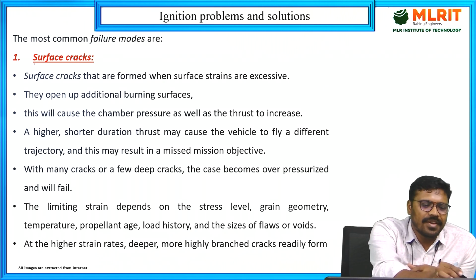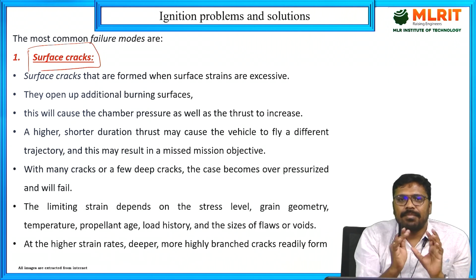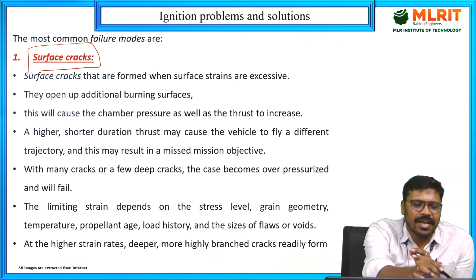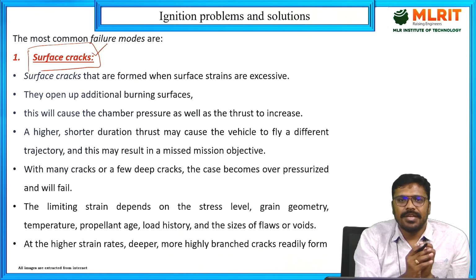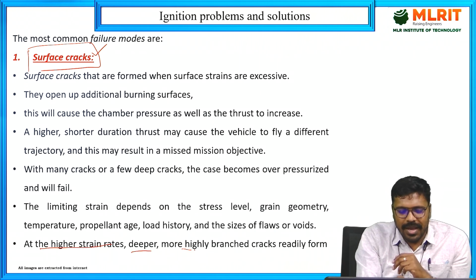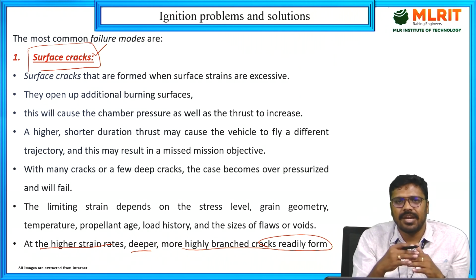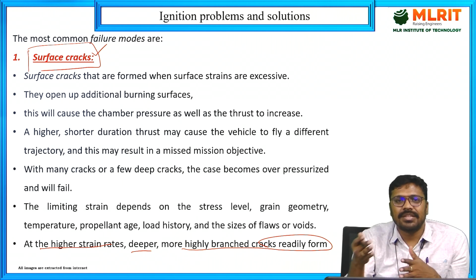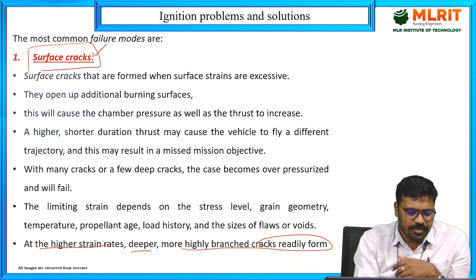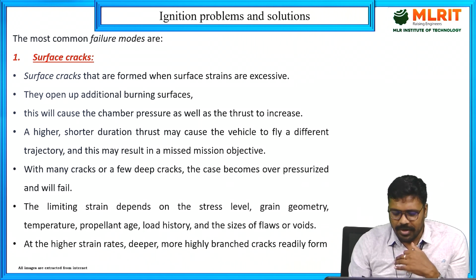So it is a very serious parameter to be observed for proper burning of the solid rocket motor. Surface cracks play a very important role in the ignition process of a solid rocket motor. At higher strain rates, deeper, more highly branched cracks also form. When the propellant strains increase, cracks also increase. The number of cracks increases when the pressure in the chamber increases during the second and third phase of the ignition process. So this is one of the main common failure types of a solid propellant rocket motor.